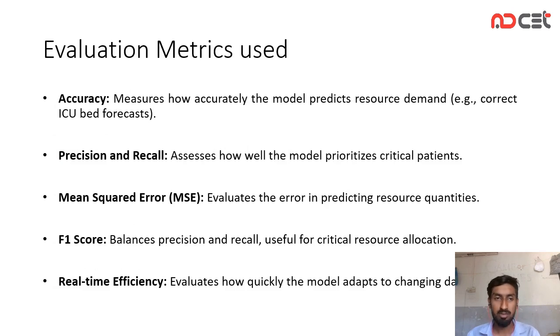Next I will show the evaluation metrics used. The first one is accuracy. Accuracy measures how accurately the model predicts resource demand, for example, correct ICU bed forecast. The next evaluation metric is precision and recall. It assesses how well the model identifies critical patients. Next is mean squared error, MSE. It evaluates the error in predicting resource quantity. Next is the F1 score, which balances precision and recall, useful for critical resource allocation. And the last one is real-time efficiency. It evaluates how quickly the model adapts to changing data.